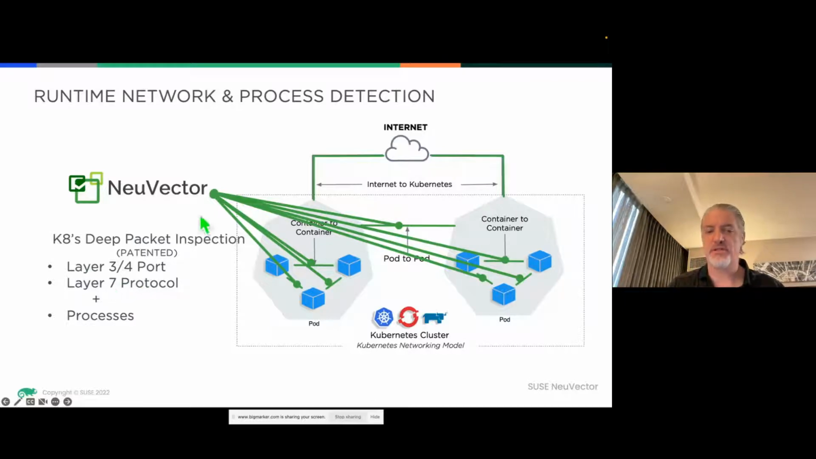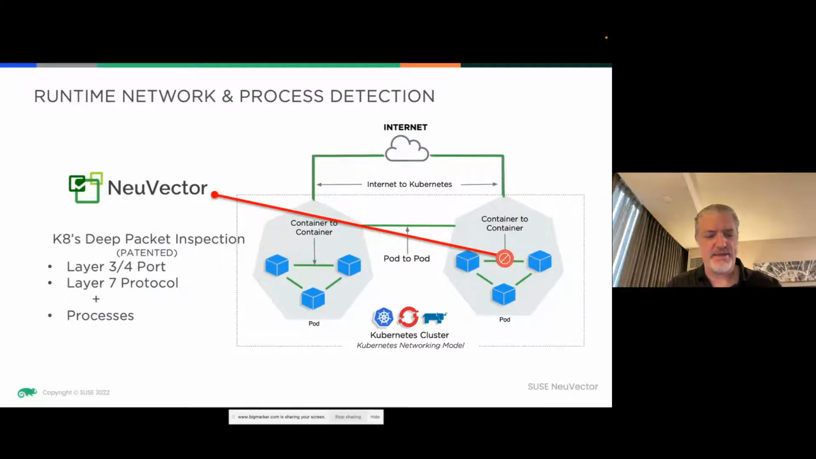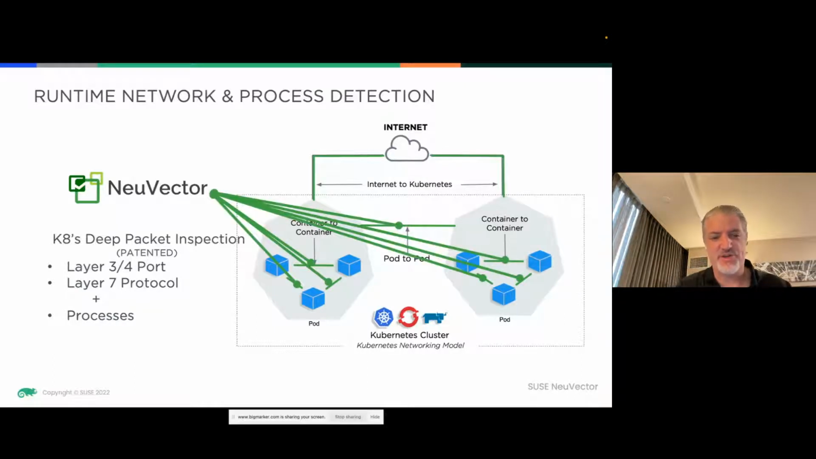Layer 7 protocol. So NeuVector is able to decode the network traffic and identify the protocol that it's using, layer 7 protocol, and then even validate that protocol. I usually have multiple screens, but I think we identify 35 different application protocols.